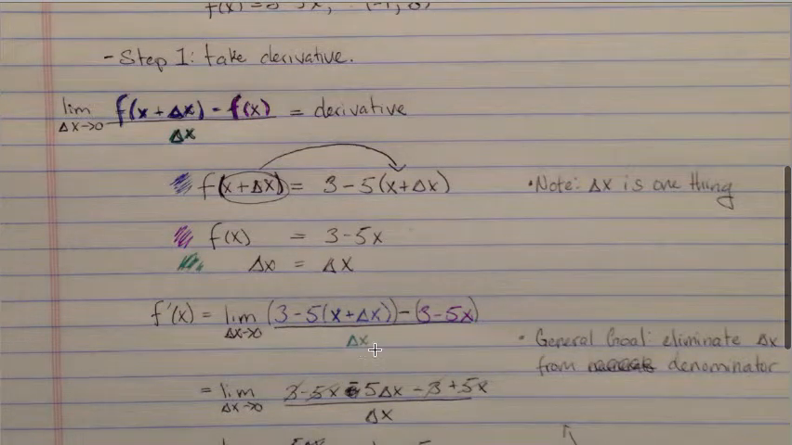So now that we've got this, we can state that our general goal is to eliminate delta x from the denominator, because as we can see, delta x is going to 0, and if you took this limit the standard way and just plugged 0 in everywhere you see a delta x, you would end up with a 0 denominator, which can't happen. So right now our goal is to get that out of the denominator.